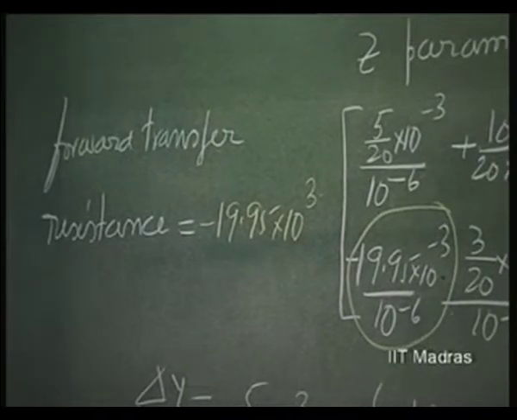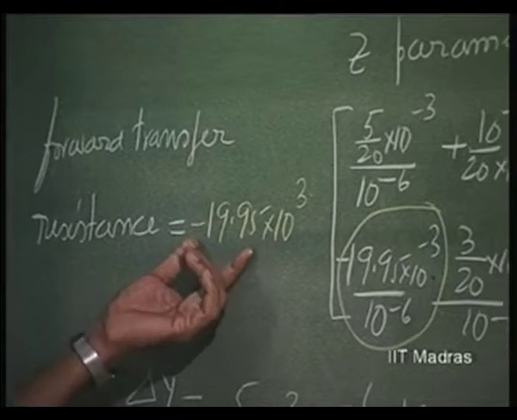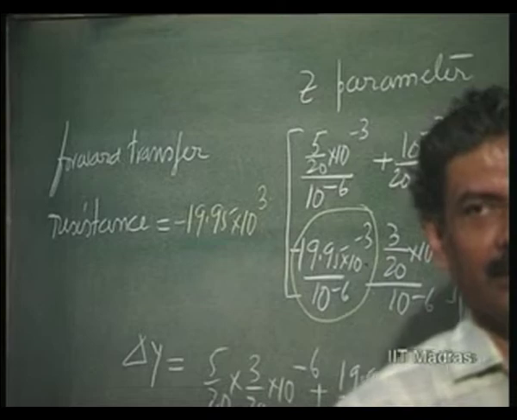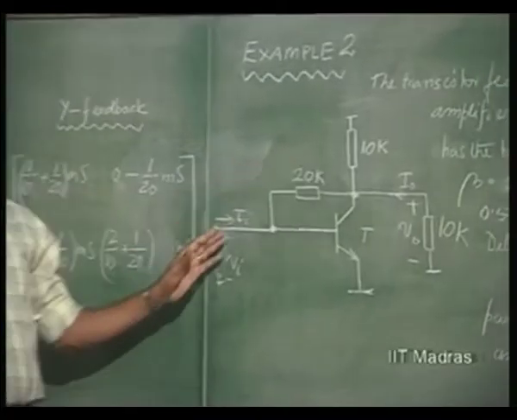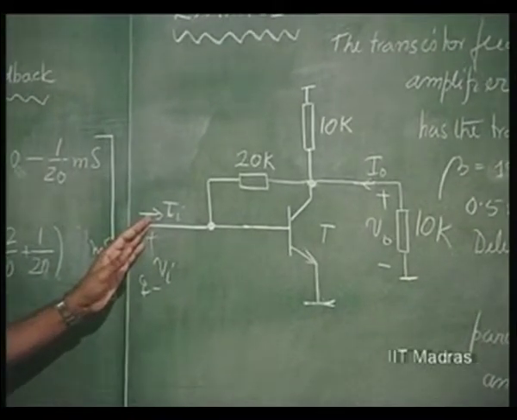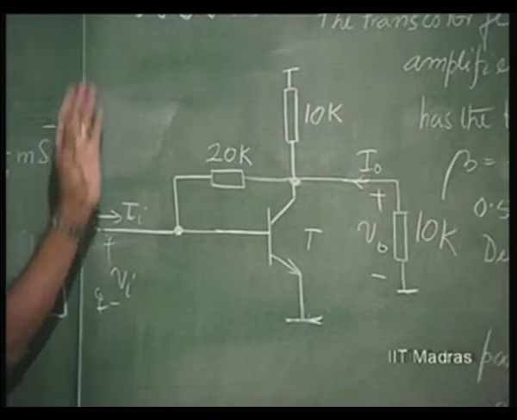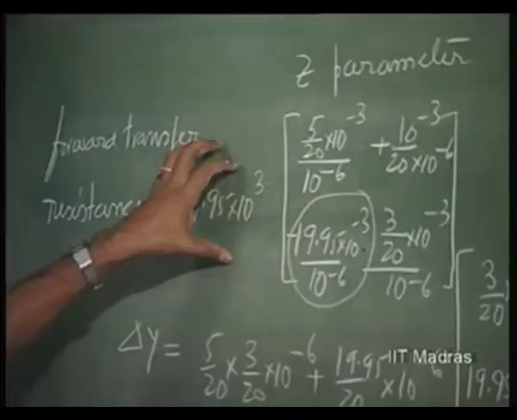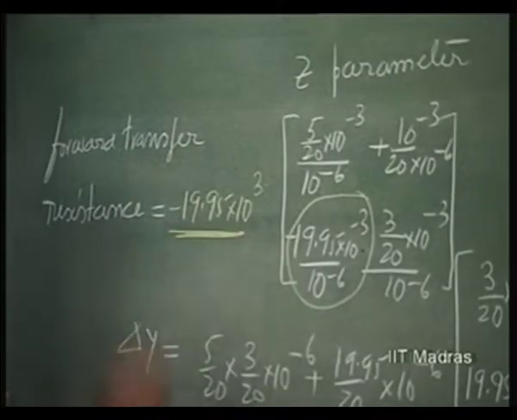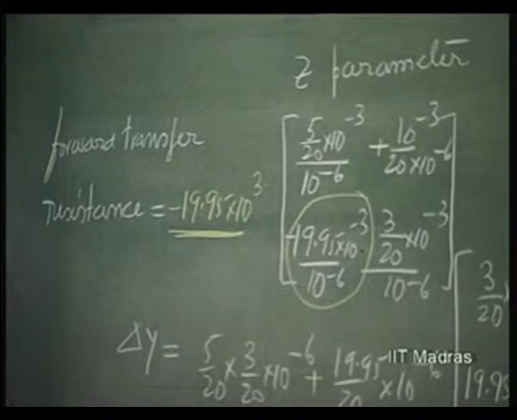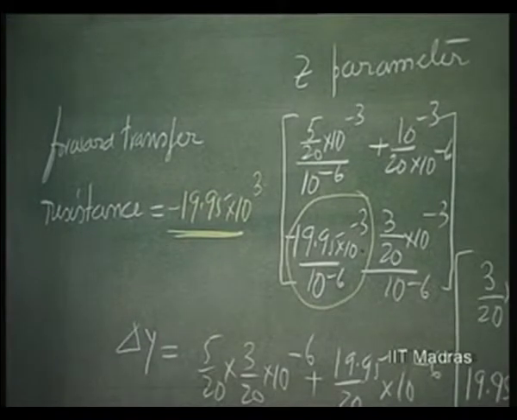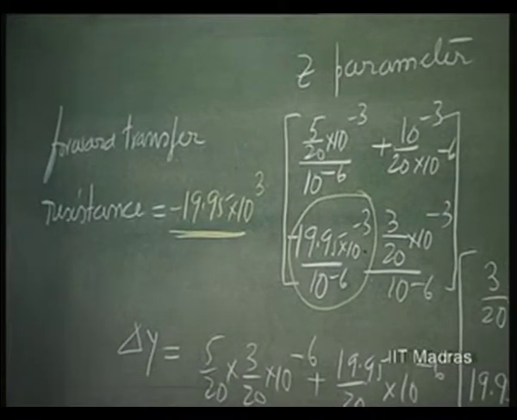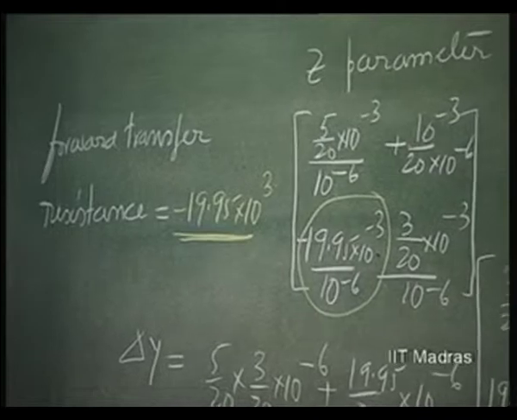So, you can see this is very nearly equal to the 20 K that we have used. This was the feedback resistance 20 K, and ultimately the forward transfer parameter should be equal to minus 20 K. This is what we have surmised earlier. So, we are getting it as very nearly equal to minus 19.95. It is always very close to the feedback resistance in the case of Y feedback.